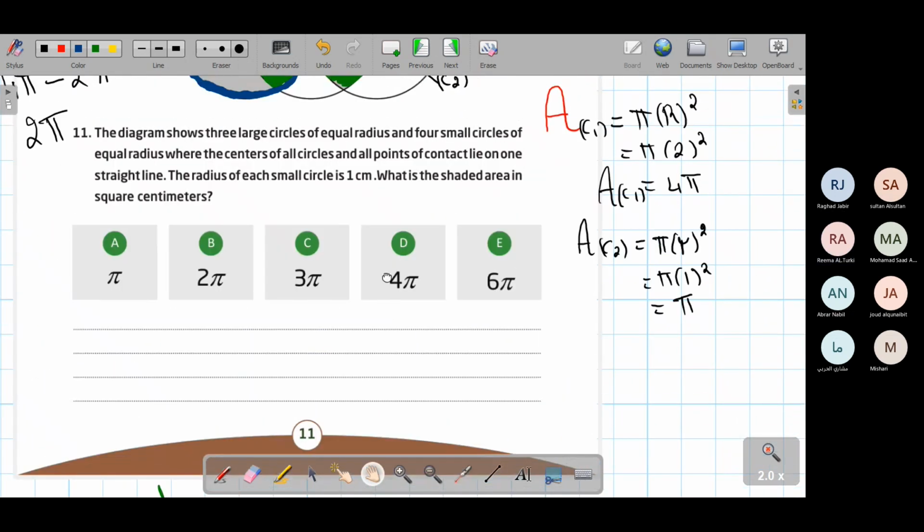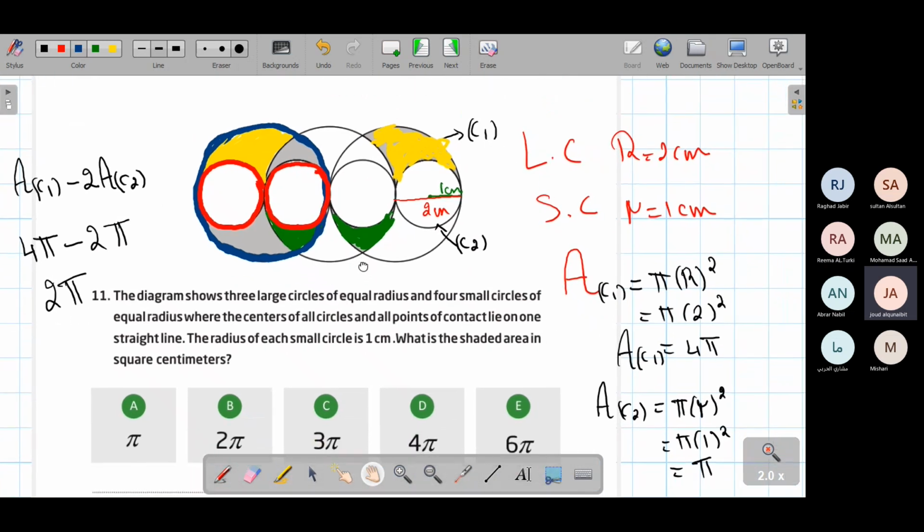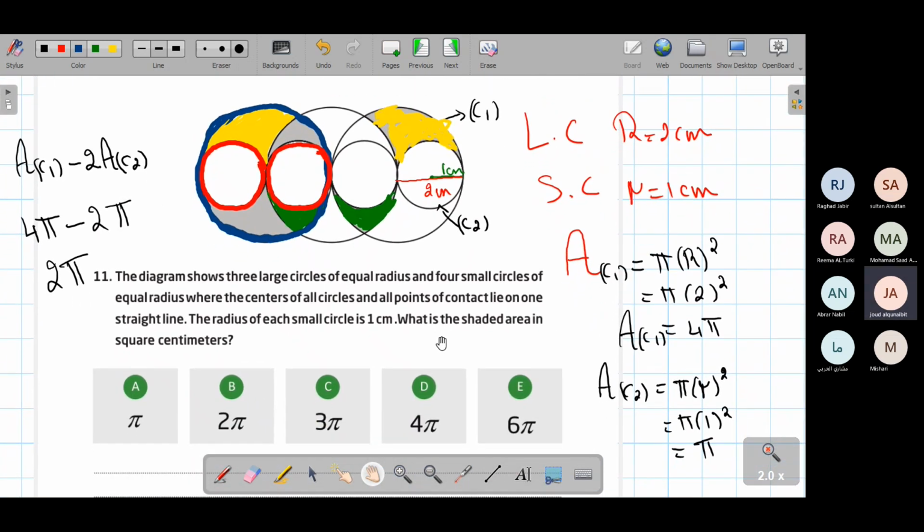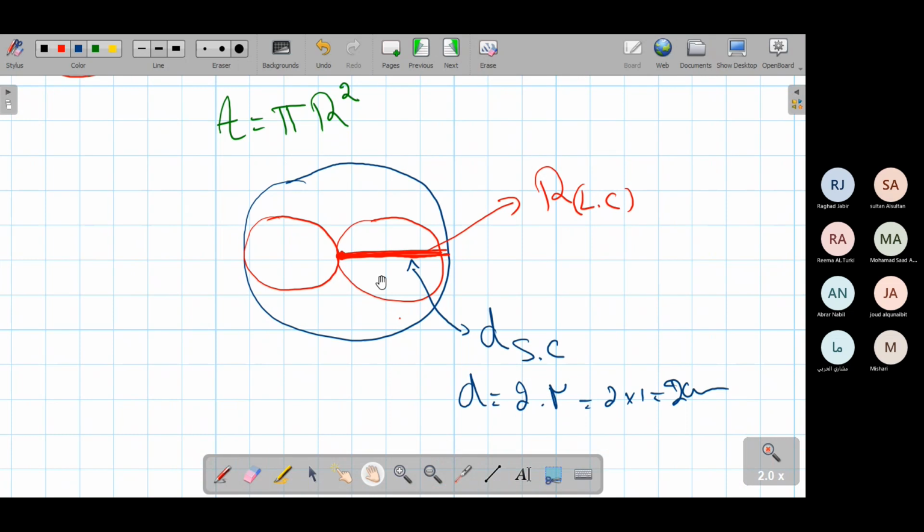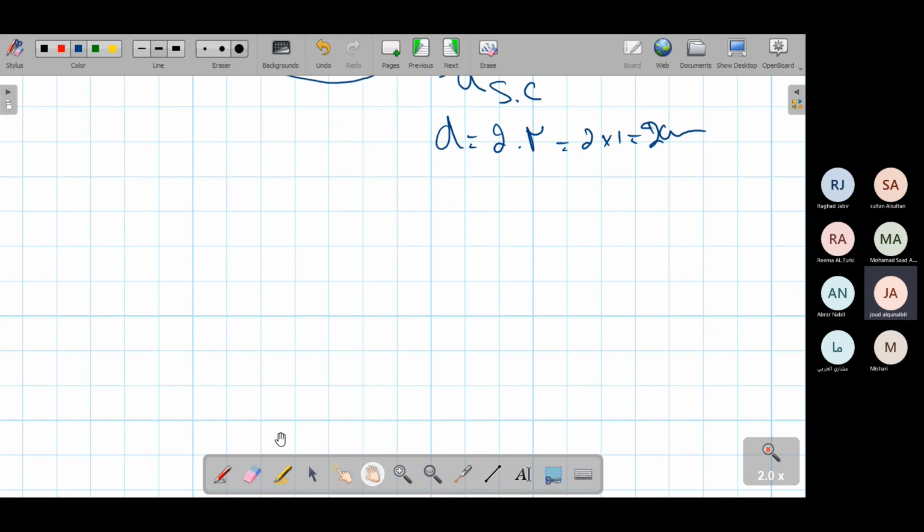Any question? Yeah. Isn't it that the radius is only responsible for the small circle, not the whole circle? Yeah, the radius is for the small circle. But according to this figure, the diameter of the small circle is the radius of the large circle. Okay? Again, this is two small circles.